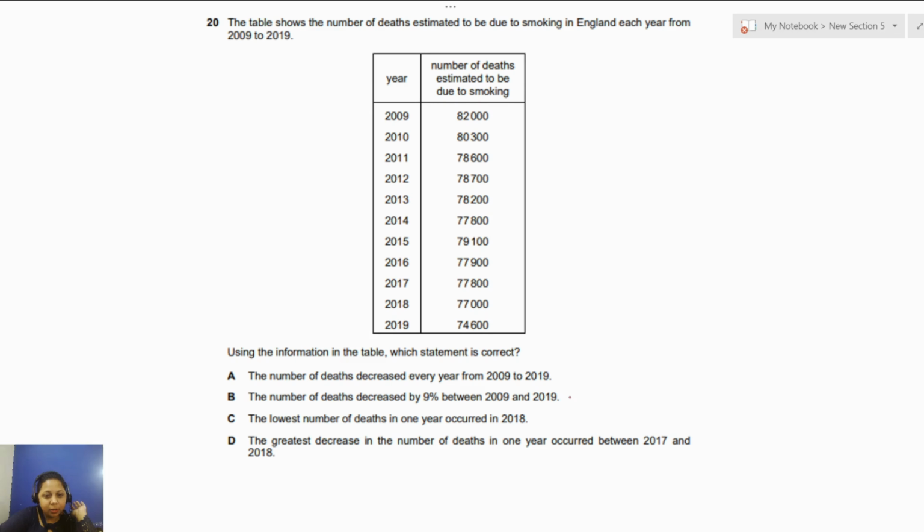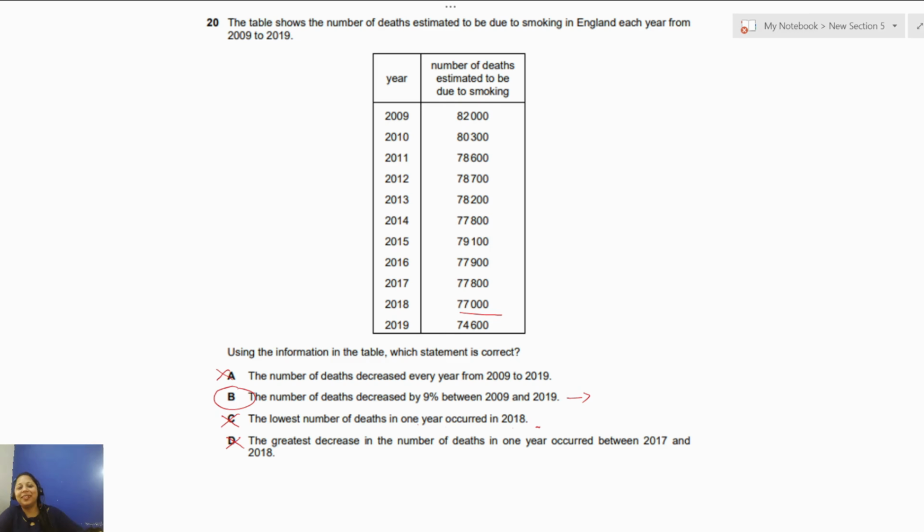How do you calculate it? Okay, let's move to the next one then. We will discuss it later. The lowest number of deaths in 1 year occurred in 2018. Why? It's 77. Is there any lesser value than this? Oh yes. So this is incorrect. The greatest decrease in 1 year occurred between 2017 and 18. No, no. So the only correct answer is B.